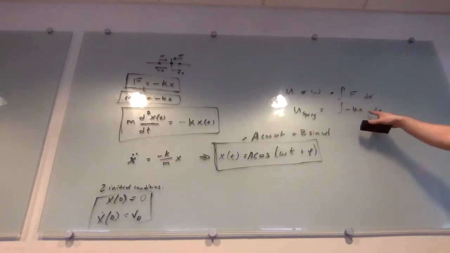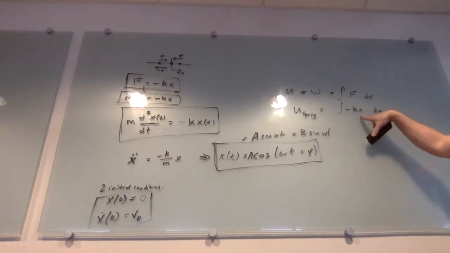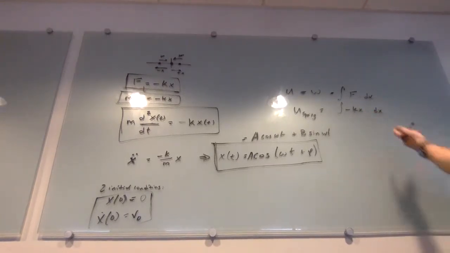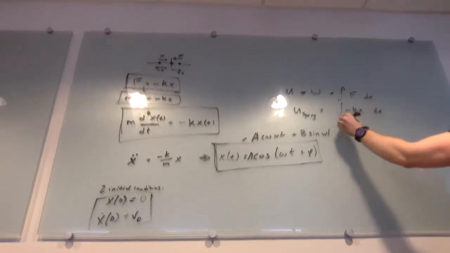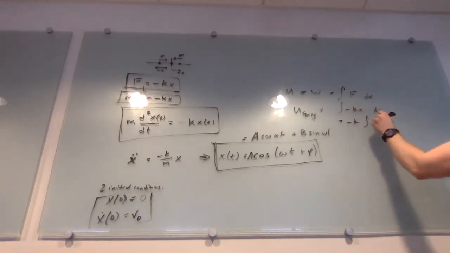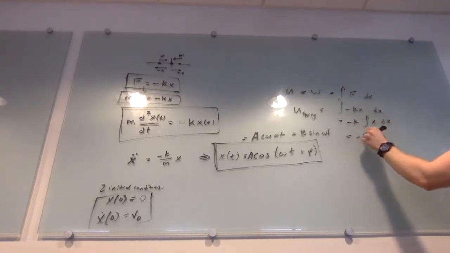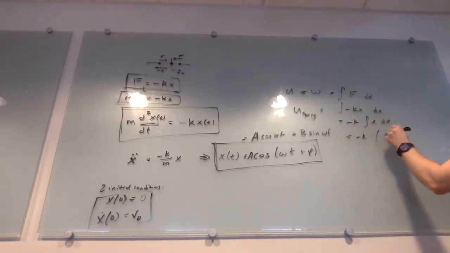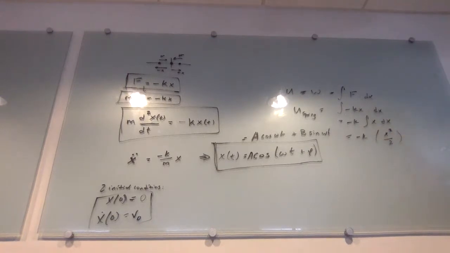Now, the dot product only tells us that they have to be in the same direction. But if this is all a one-dimensional problem, it's just a product. What is this? Well, this is minus, of course, k is independent, and this is minus k times x squared over 2, right? So U of the spring is minus kx squared over 2. That's the potential energy for a spring, for some position x, right?